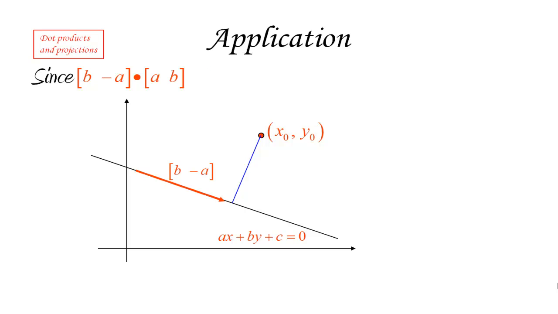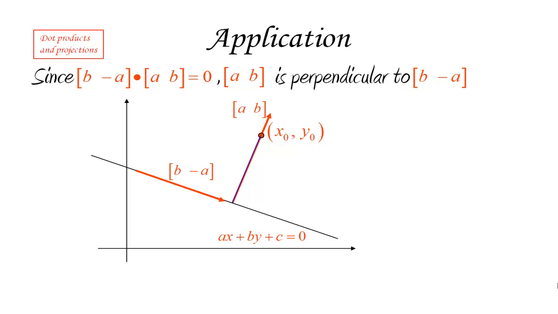Well, first of all, notice one thing. If I take the dot product of this vector b, negative a with the vector a, b, well, what is the dot product? It's going to be ab minus ab. Well, that's equal to 0, right? So what that means is that the vector a, b is going to be perpendicular to b, negative a, which means that the vector a, b is going to be exactly along the direction of the blue line.